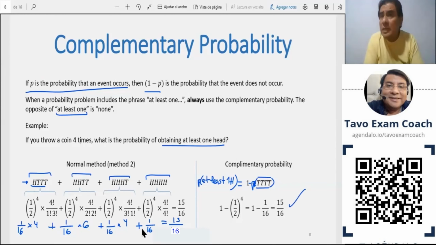So this method is really time-saving. It's ideal to shorten the time when you have the concept of at least one in a question.